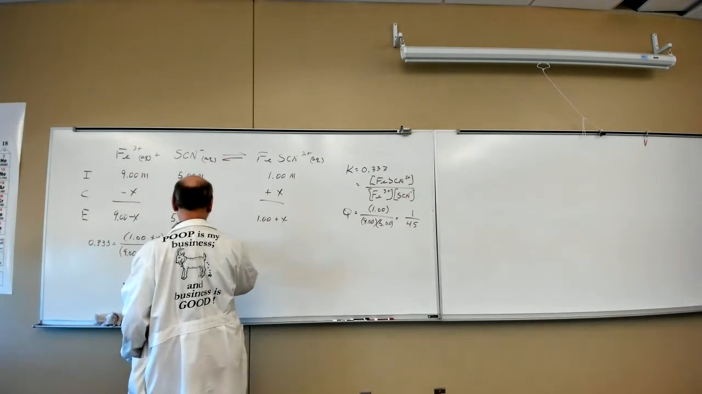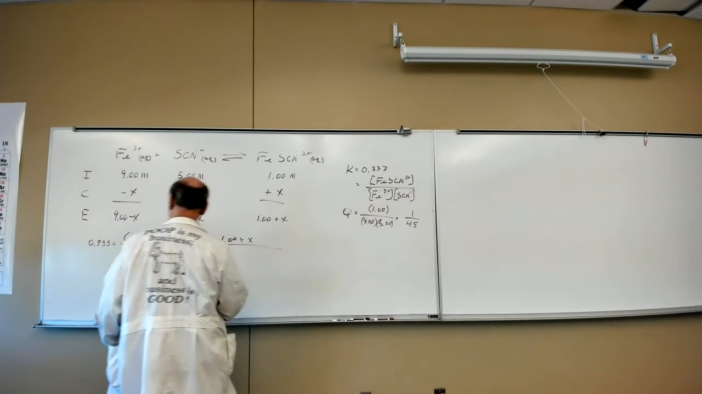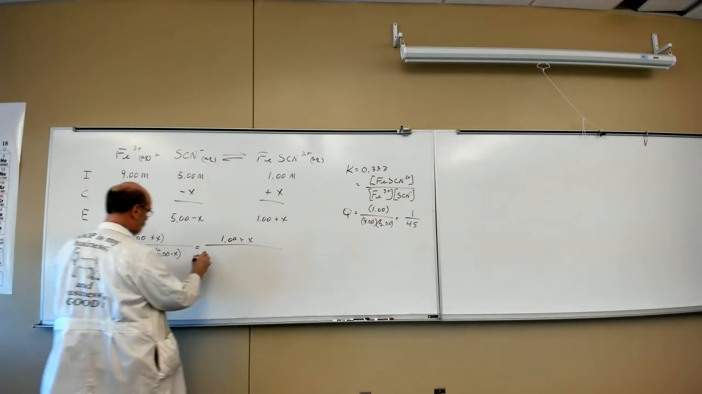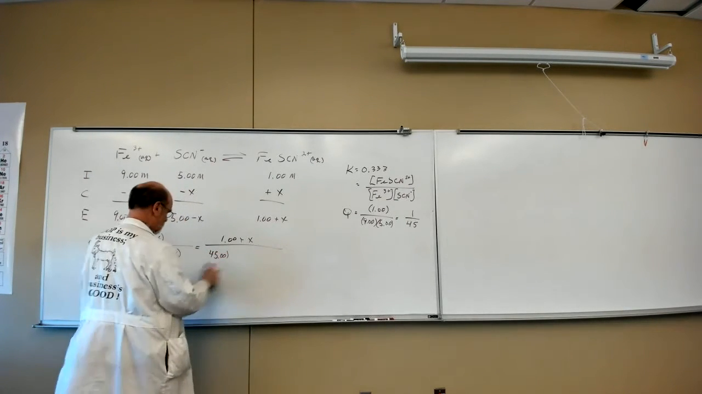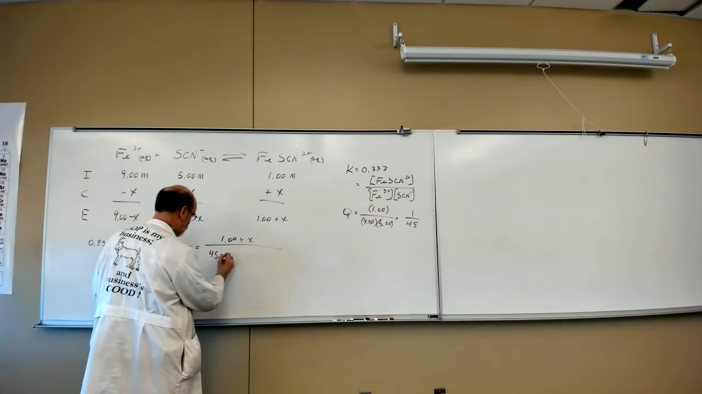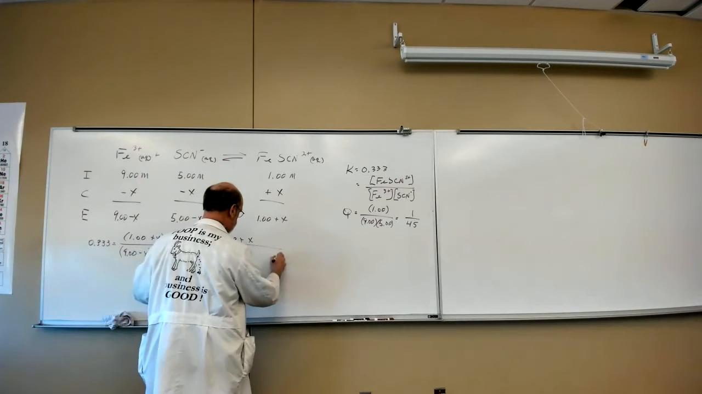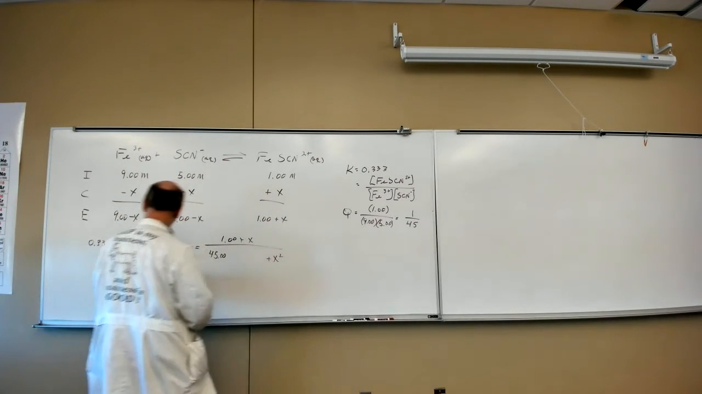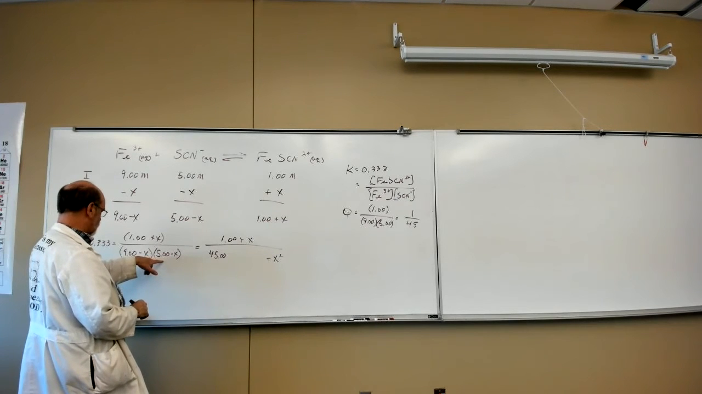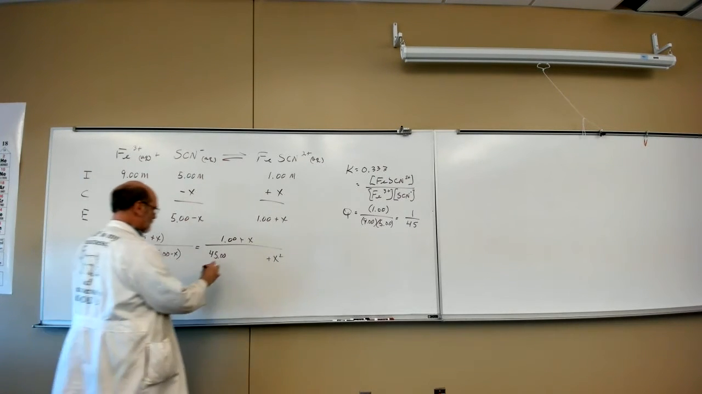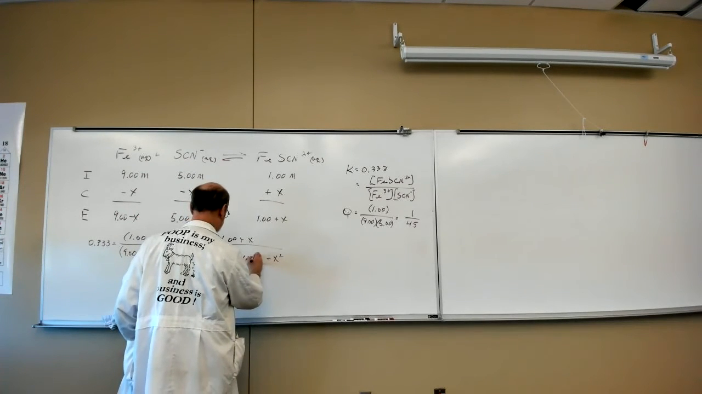So, what happens on the bottom? Well, 9 times 5 is 45. And then minus x times minus x is x squared. And then 5 times minus x is minus 5x, and minus 9x is minus 14x.